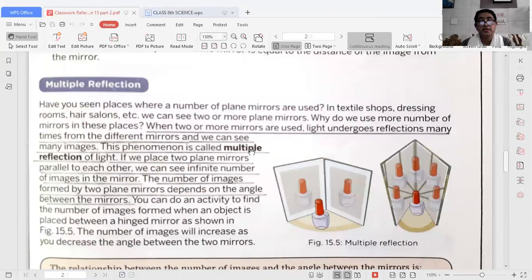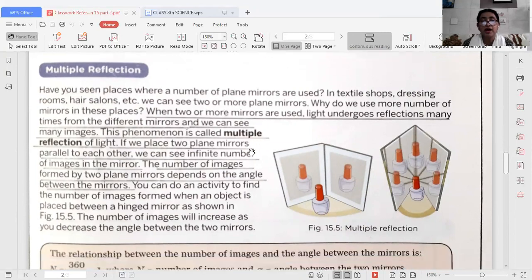Now we will learn the second topic, that is multiple reflection. As the name indicates, multiple reflection happens when two or more mirrors are used. Light undergoes reflection many times from the different mirrors, and we can see multiple images, many images. This phenomenon is known as multiple reflection of light. If we place two plane mirrors parallel to each other, we can see an infinite number of images in the mirror.